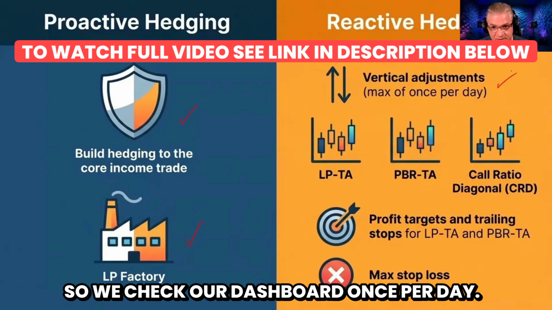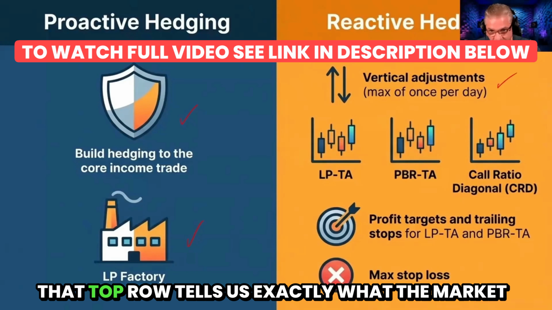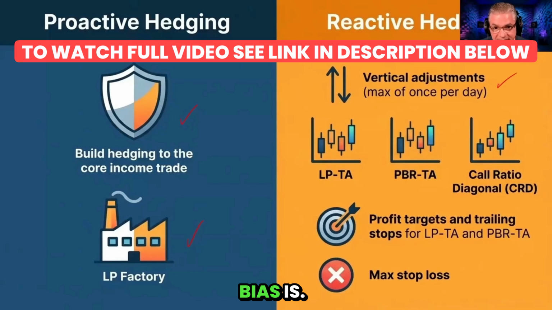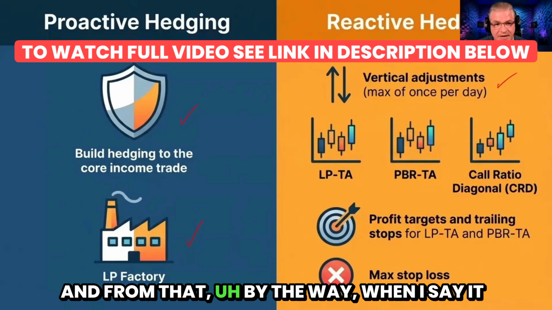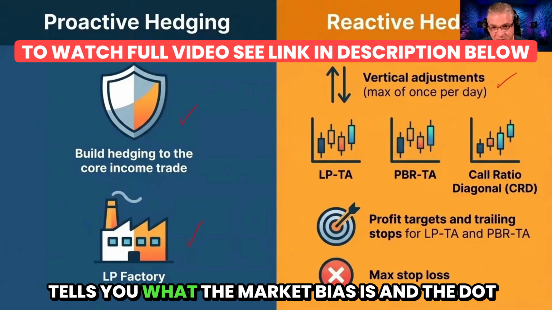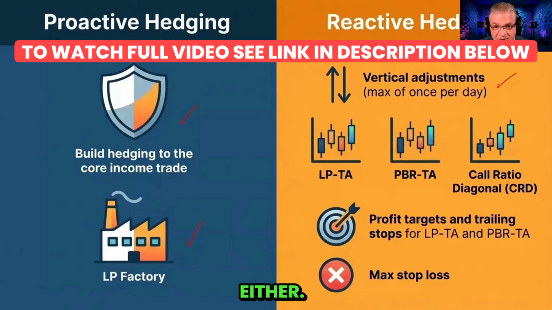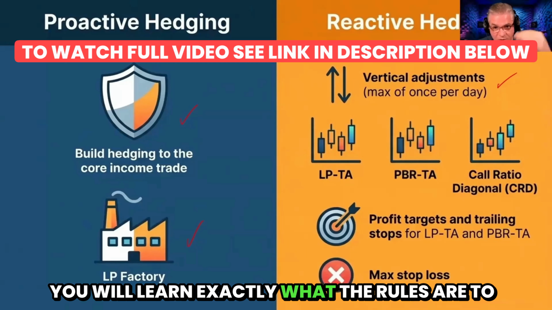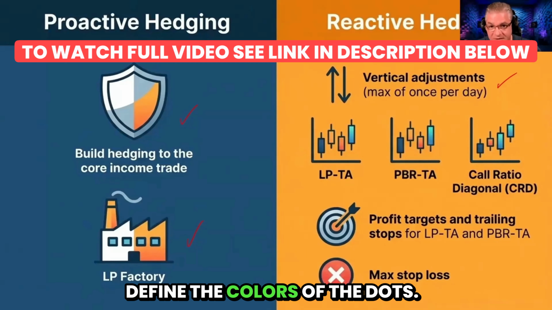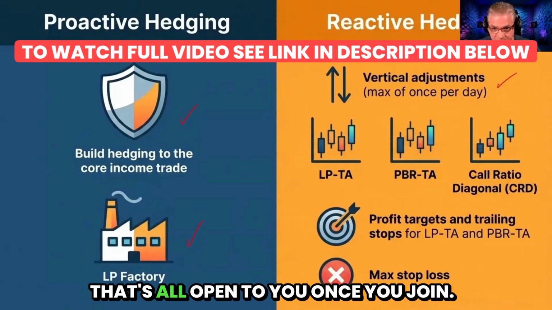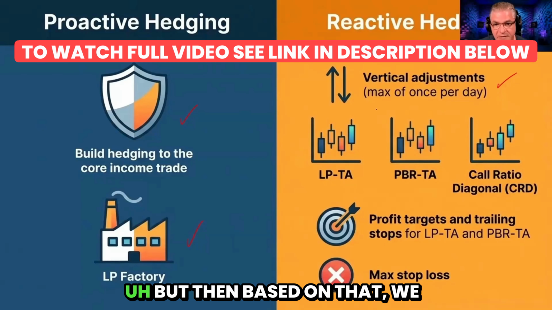So we check our dashboard once per day. That top row tells us exactly what the market bias is. And by the way, when I say it tells you what the market bias is, and the dots, don't think that it's a black box either. You'll learn exactly what the rules are to define the colors of the dots. So we don't hide any of that. That's all open to you once you join.